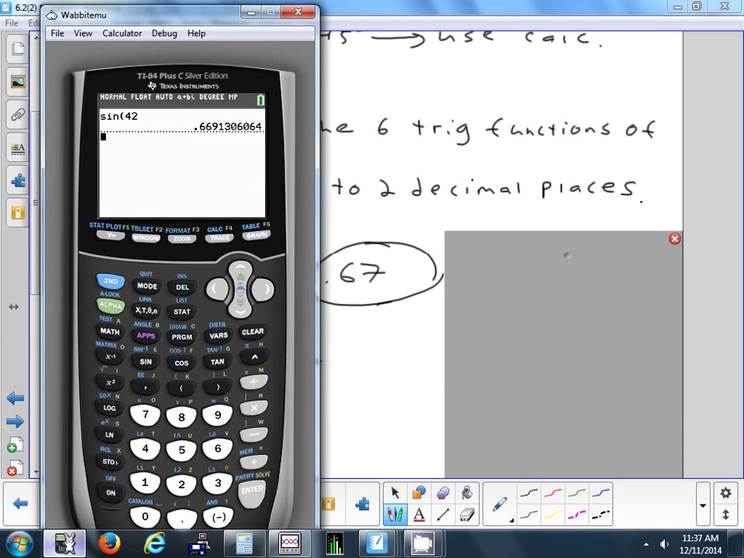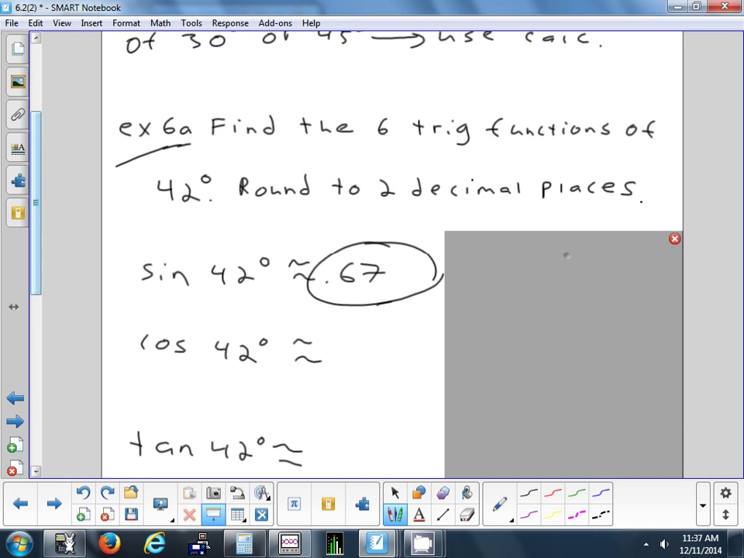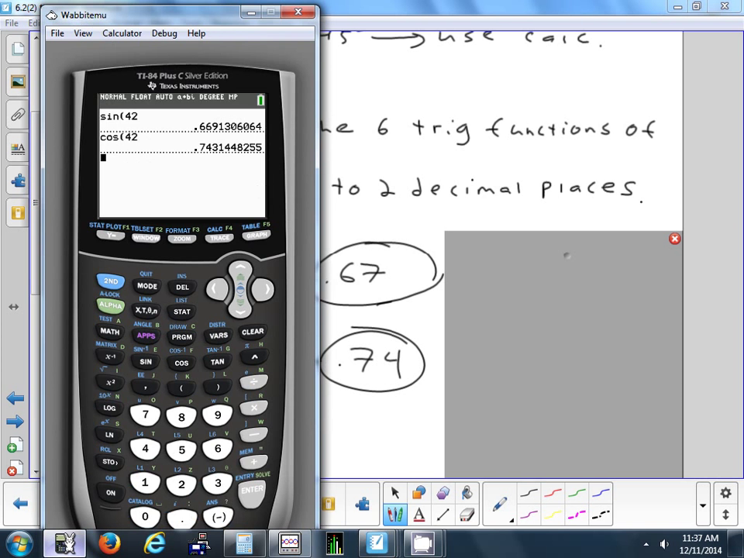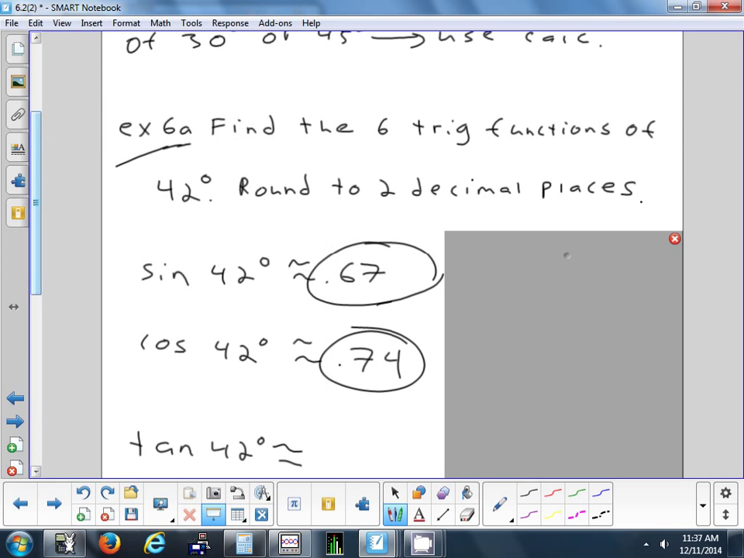Okay, cosine of 42. Just press cosine 42. Hit enter. 0.74. And last one, tangent 42. 0.90.